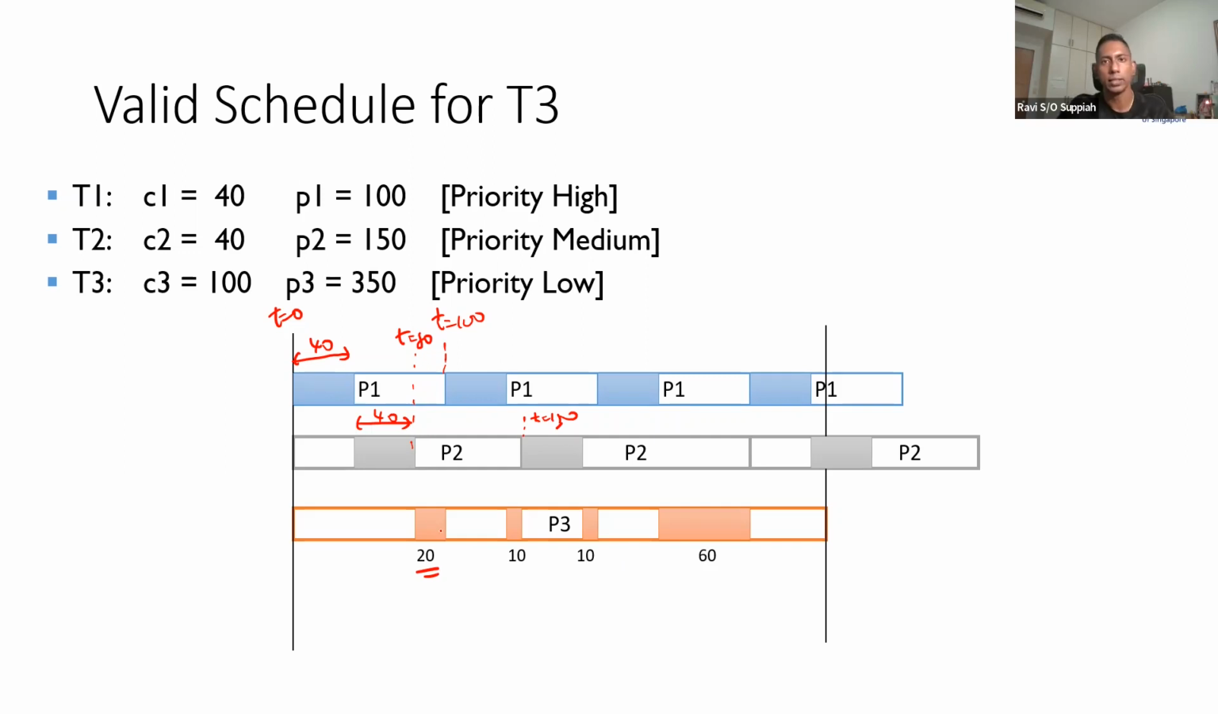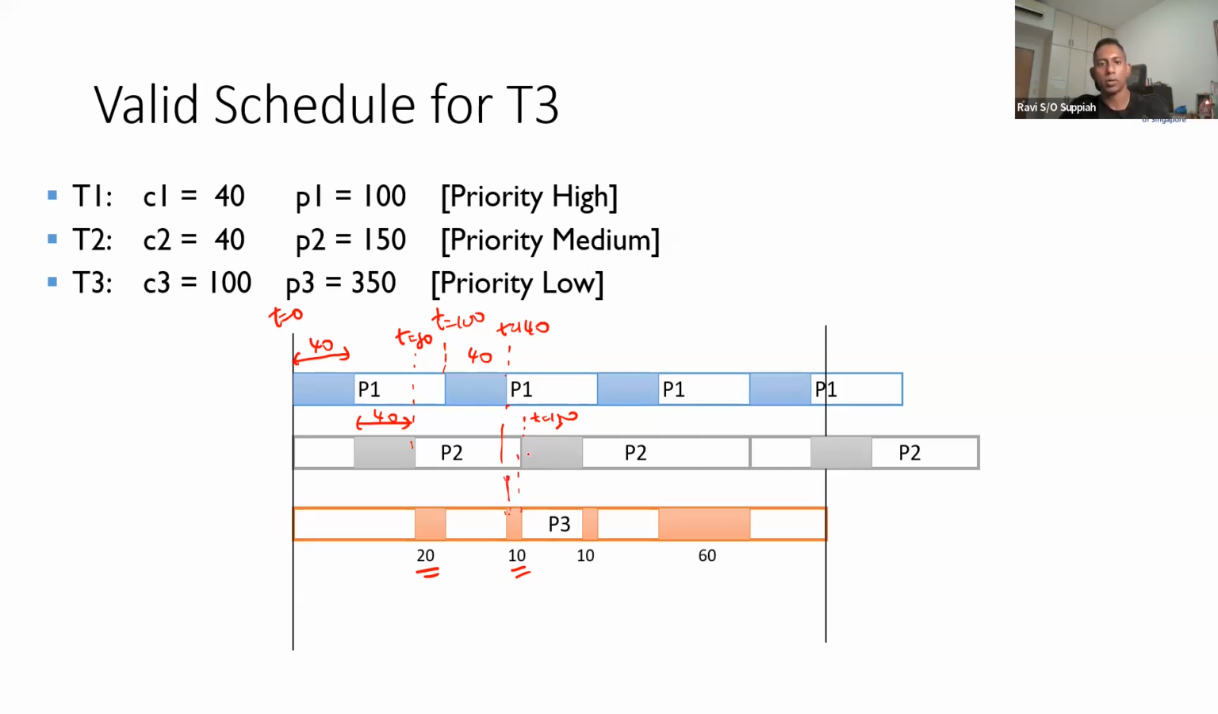Okay, so task 3 can actually squeeze in some work while there is a gap here. So 20 units of time, it can actually do some work over here. Then the next instance of T1 comes. So again, you have another 40 over here. Okay, but this comes to 140. And the next instance of T2 only happens at 150. So I have another gap here, another 10 units of time gap over here.